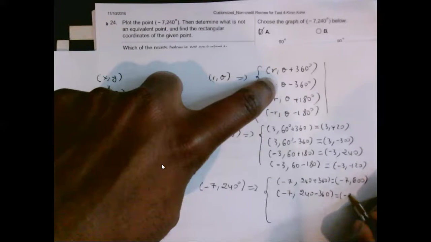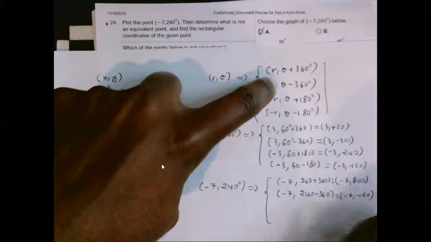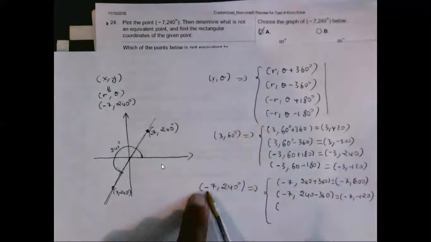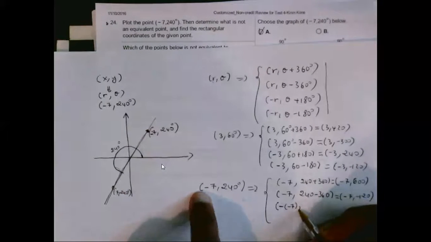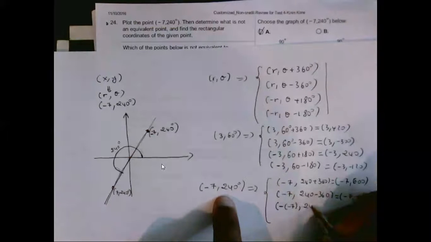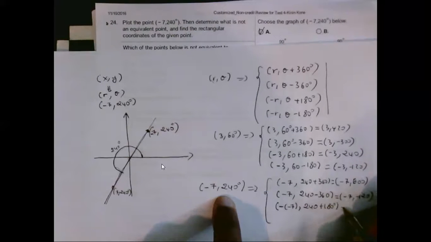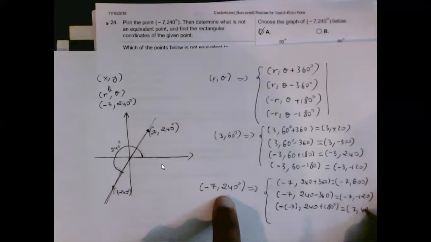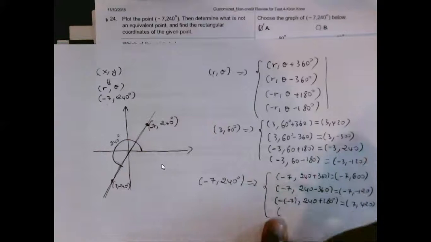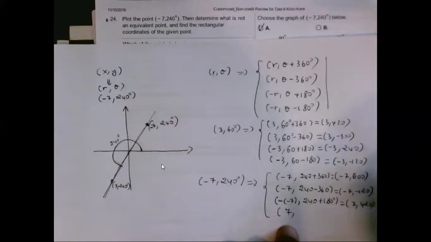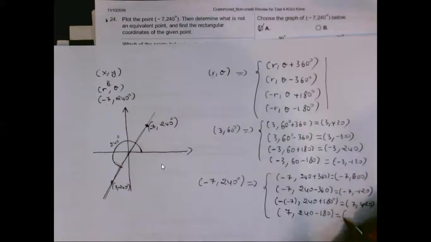You negate r, so the negative of negative 7 is positive 7, and then you take theta, which is 240, and add 180 degrees to it, and that's going to give you 7, 420. And finally, you negate r again, so negative 7 becomes plus 7, and you subtract 180 from 240, and that gives you 7, 60 degrees. So negative 7, 240 is equivalent to those points.